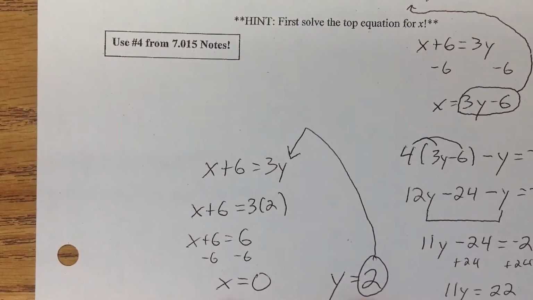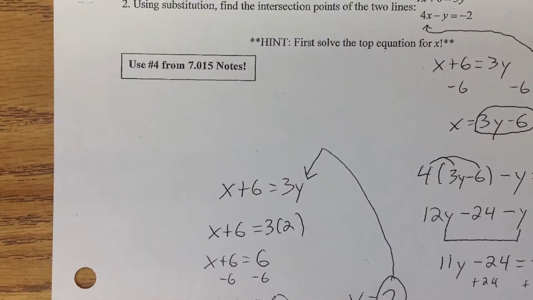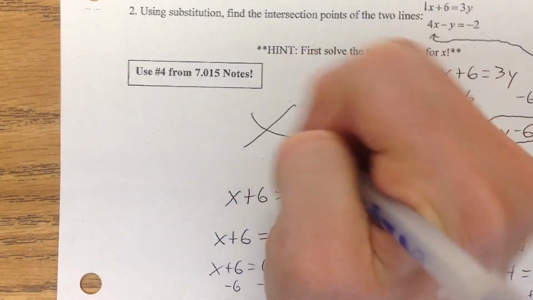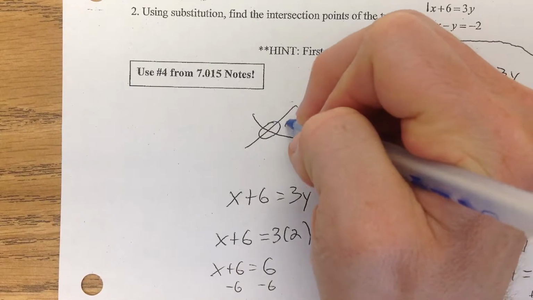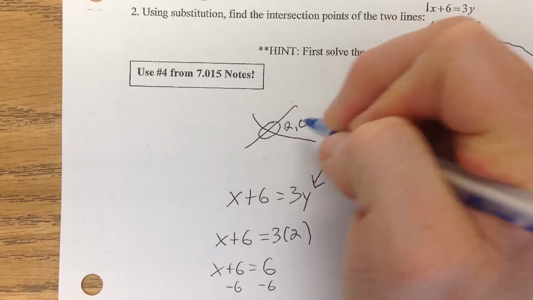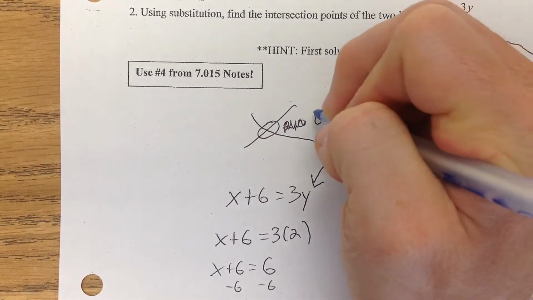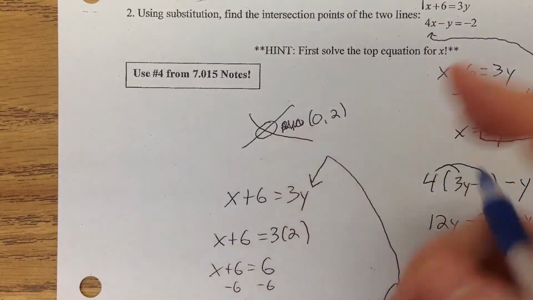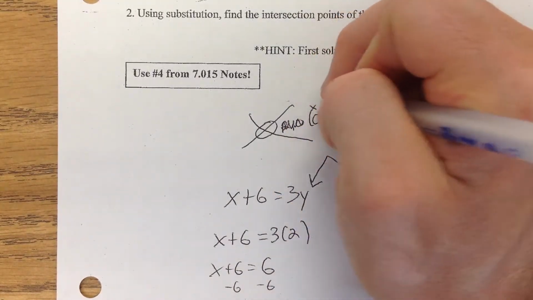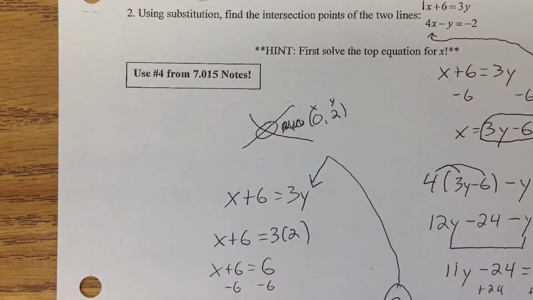And just remember, if I were to graph these lines, they would intersect at the point 2, comma, whoops, not 2, comma, 0, but 0, comma, 2. All right, the x comes first, the y comes second. So that's my x, that's my y.